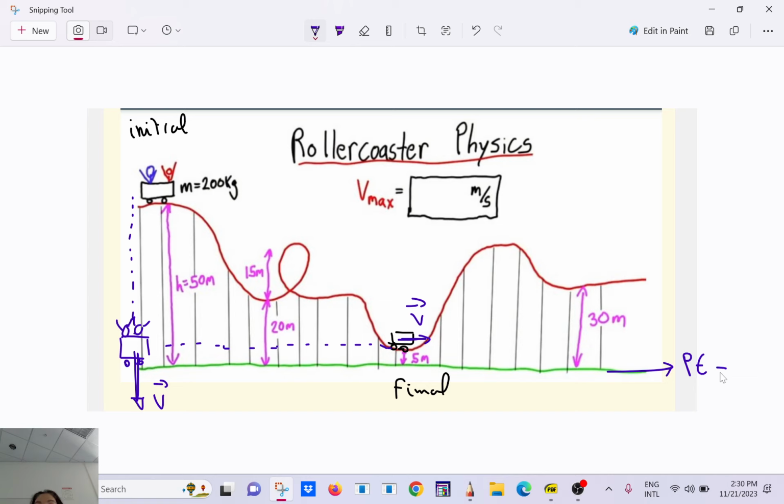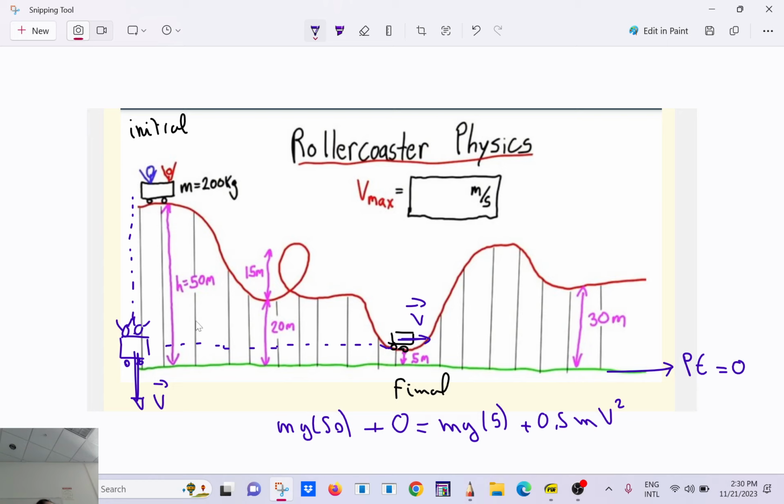You can say, let's say I take potential energy to be zero here at the ground level. Okay, so before it's going to have potential energy, it's going to be mg50 plus no kinetic energy equals final potential energy. I'm still 5 meters above the ground. You can do that. mg5, if you take potential energy to be zero at the ground level, plus 0.5 mv squared. Is that clear? If you take potential energy to be zero, it's fine.